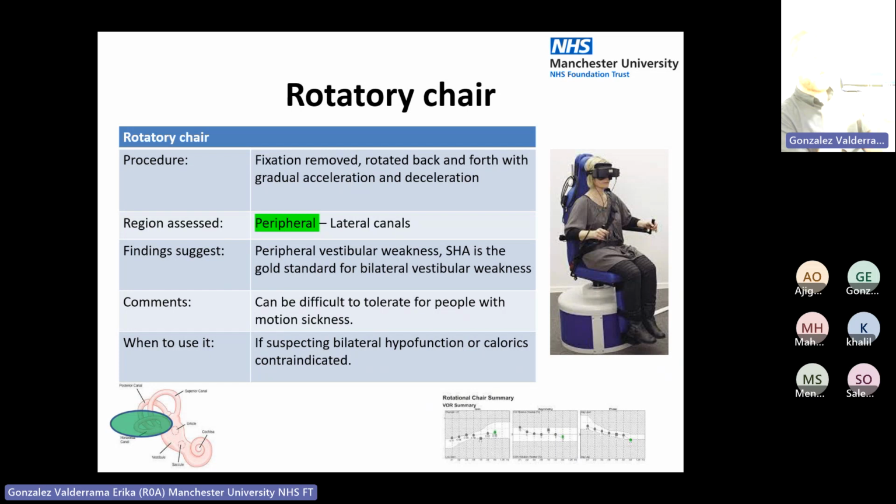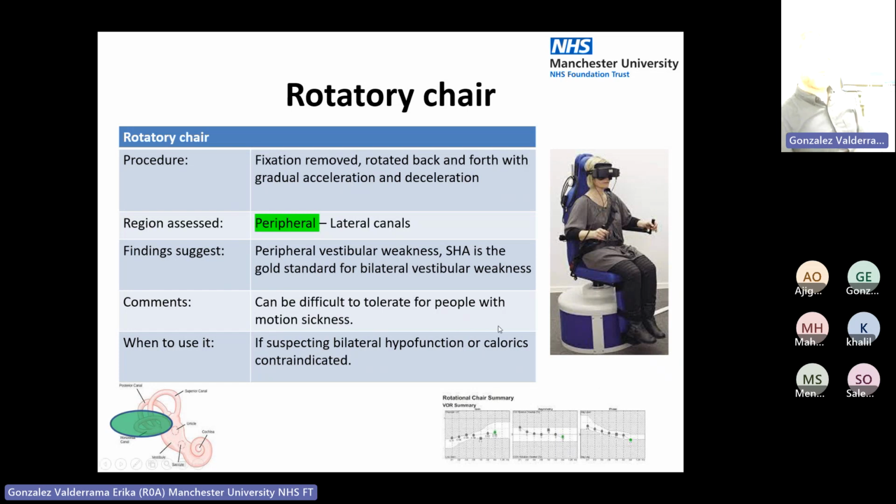Whereas if you have no function at all in the inner ears, if you have complete bilateral hypofunction, you turn a patient in the chair and their eyes do not move at all, because they can't see that they're moving. And they can't really feel that they're moving, because it's a nice smooth chair. So what you should get is a nystagmus that happens whenever you move them. But if they have complete bilateral hypofunction, their eyes stay perfectly still, and you know that there's nothing in the lateral canals at all to move their eyes.